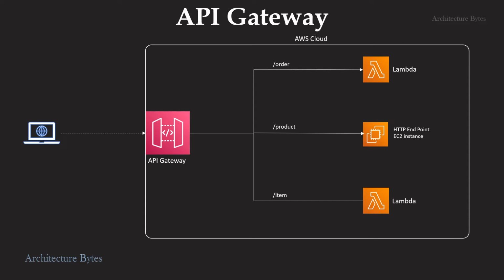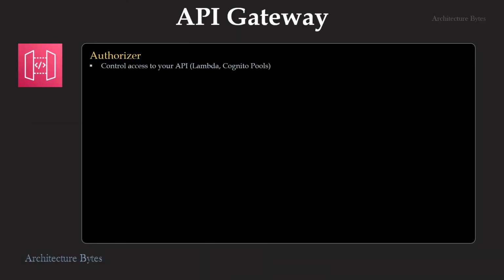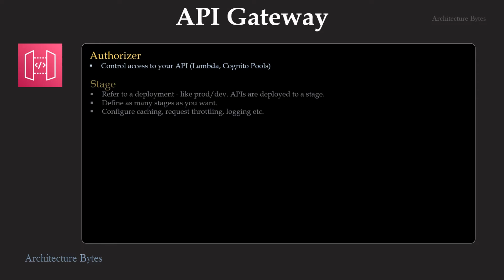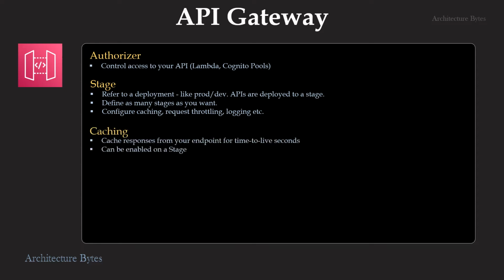Here's a simple example where API Gateway is routing REST calls to services at the backend. API Gateway integrates with a large number of AWS services. Here are some things you can define on an API Gateway. Authorizer. It controls access to your API. Stage. It refers to a deployment like prod or dev. APIs are deployed to a stage. You can define as many stages as you want and configure caching, request throttling, logging, etc. on it. With caching, you can cache responses from your endpoint for a period of time.